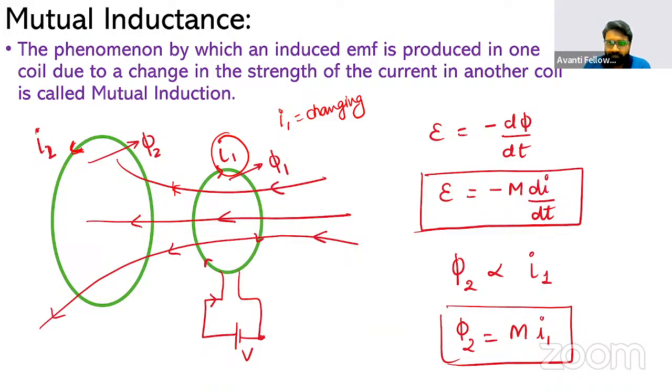ठीक है? So EMF induced in the second coil will be, first of all, flux linked phi 2 is equal to M into I1, which depends on the current in the first loop. ठीक है? And this is the simple formula: EMF equals minus M di by dt. Clear? Now you can arrange the inductors in series and in parallel. So the same formula that we follow in resistances for equivalent resistance in series and parallel will be followed in the inductors also.